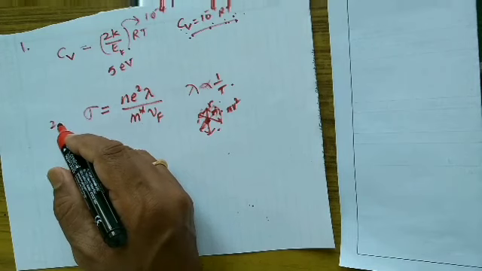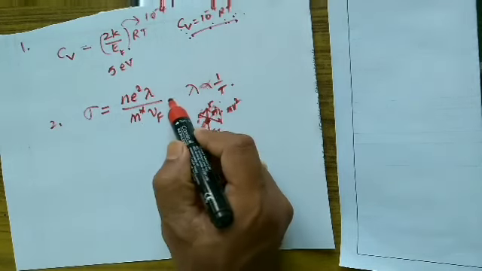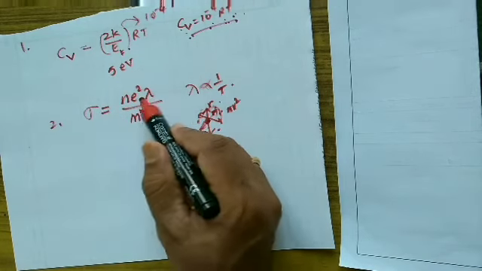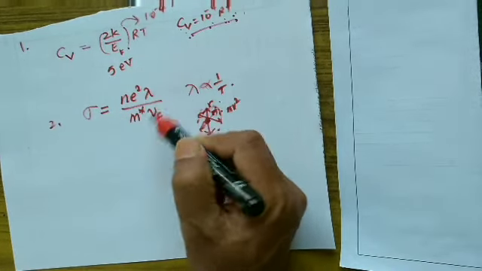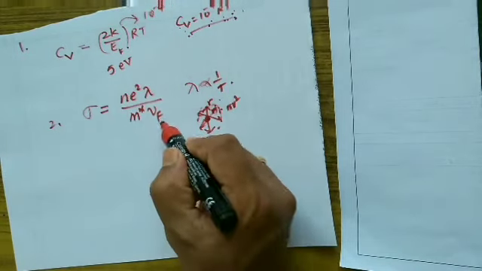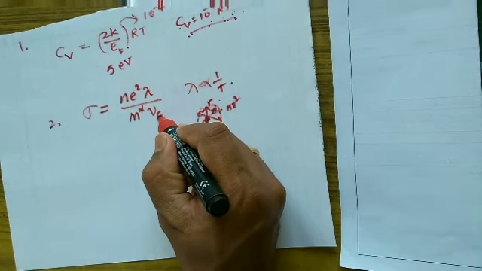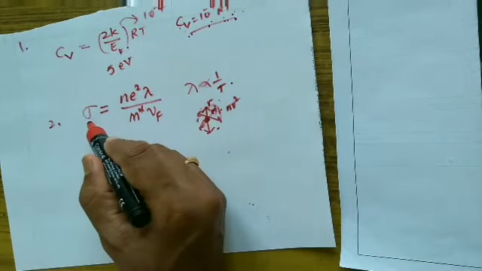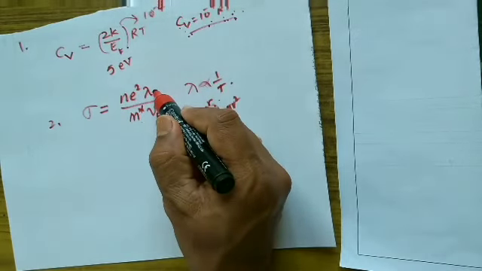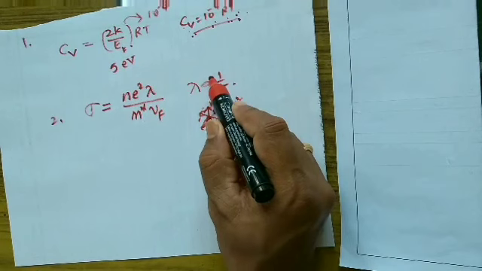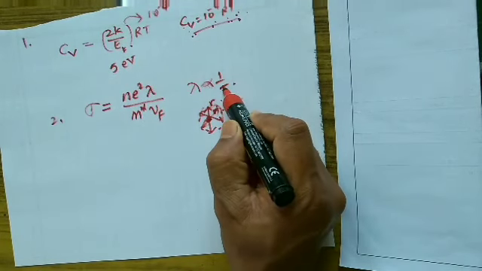We have the equation. According to the quantum free electron theory, sigma is n square lambda by m star Vf. And this quantum theory has proved that this Fermi velocity is independent of temperature. So obviously, sigma depends on lambda, that is the free path. This theory was able to show that lambda, that is mean free path, is inversely proportional to absolute temperature. Let us understand how this relation exists.